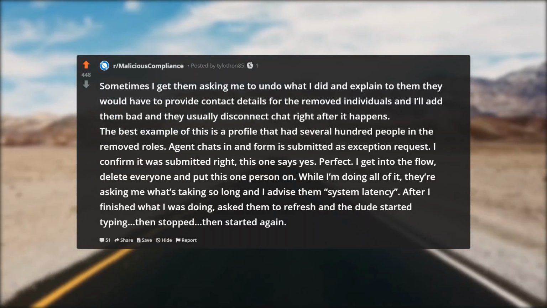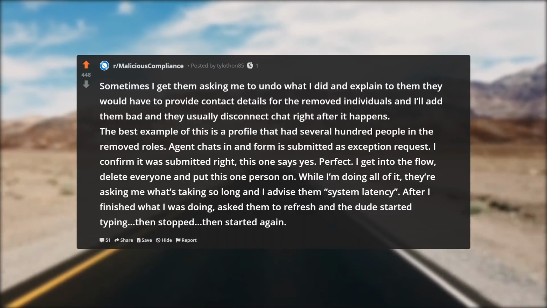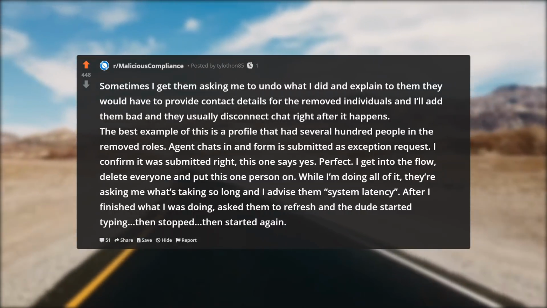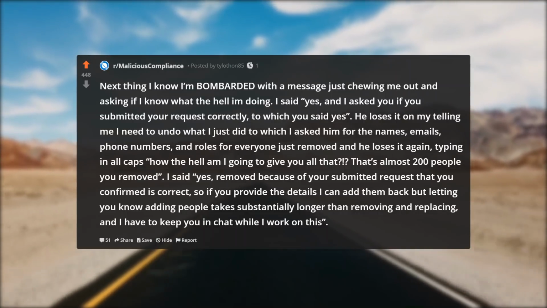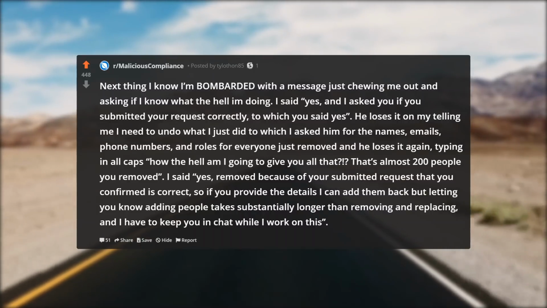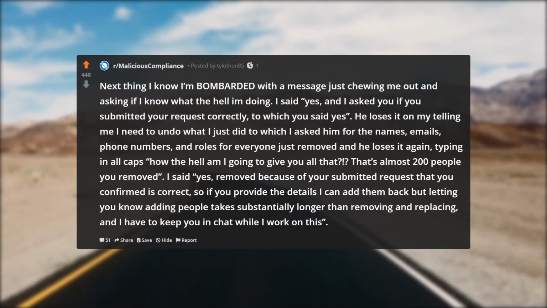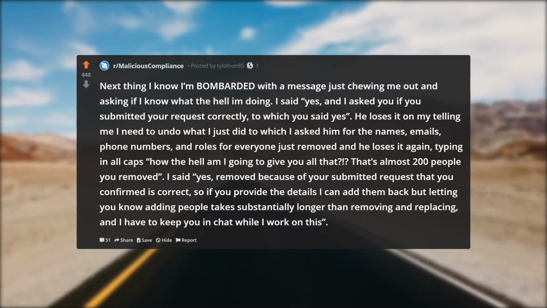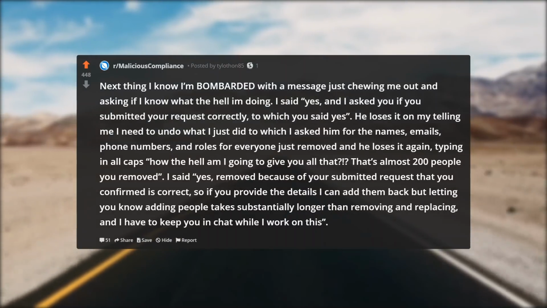While I'm doing all of it, they're asking me what's taking so long, and I advise them system latency. After I finished what I was doing, I asked them to refresh, and the dude started typing, then stopped, then started again. Next thing I know, I'm bombarded with a message just chewing me out and asking if I know what the hell I'm doing. I said yes, and I asked you if you submitted your request correctly, to which you said yes. He loses it on me, telling me I need to undo what I just did, to which I asked him for the names, emails, phone numbers, and roles for everyone just removed, and he loses it again, typing in all caps, how the hell am I going to give you all that? That's almost 200 people you removed.